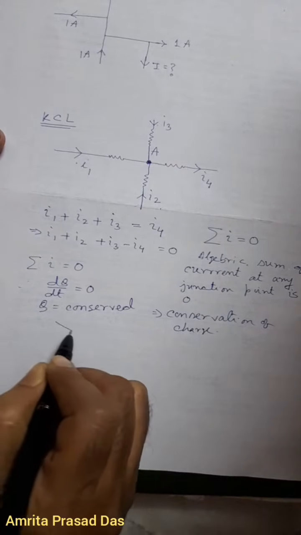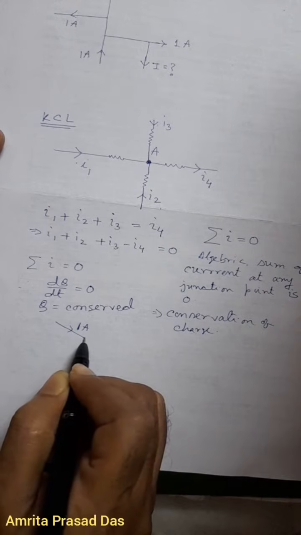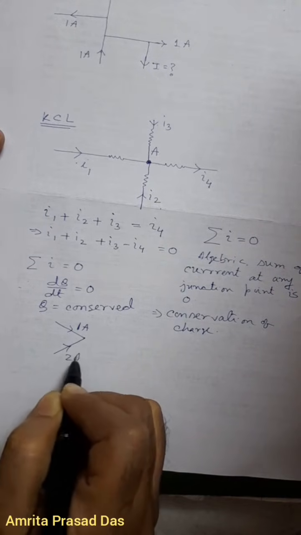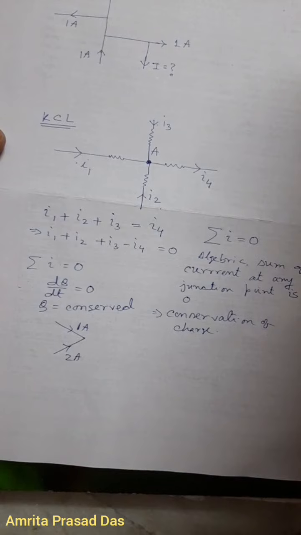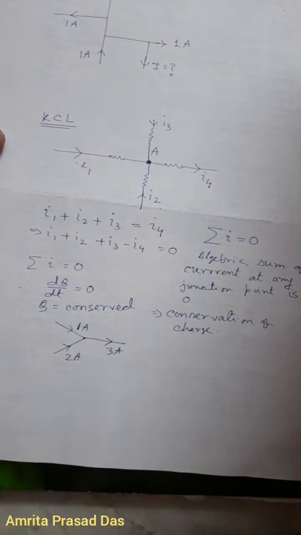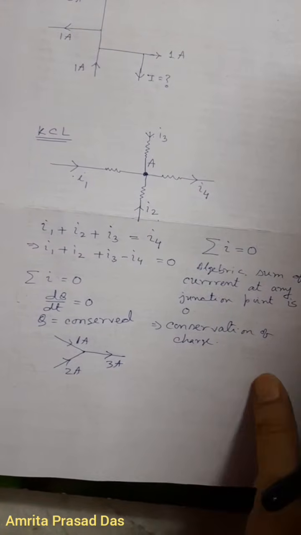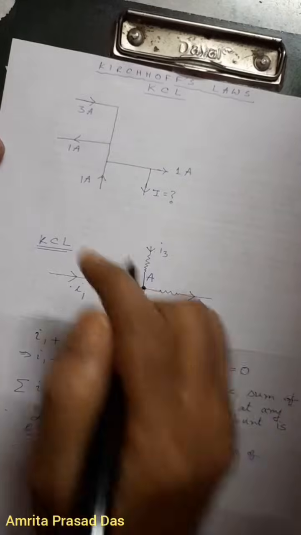Look, this is very simple. We know that suppose this is 1 ampere current going towards the point, this is 2 ampere current going towards the point, there must be 3 ampere current going out. So this is a very basic concept. We can look at a problem here.